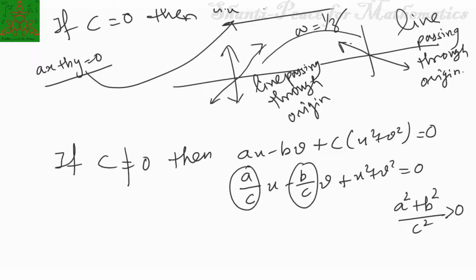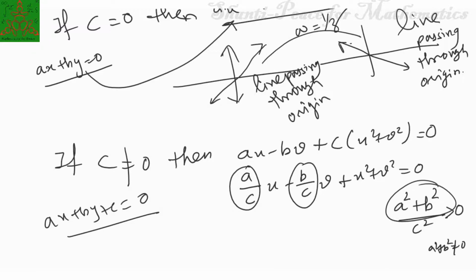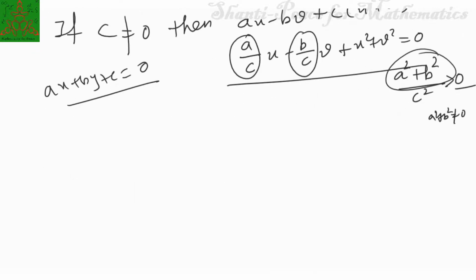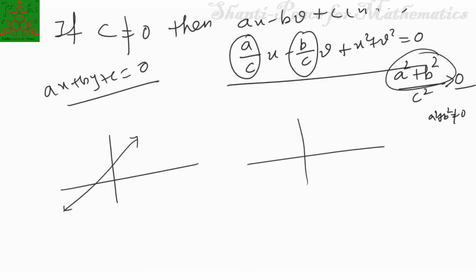If both of them are 0, then this equation ax plus by plus c does not have any meaning. So that's why a square plus b square is not equal to 0, and this is always positive. So that's why it is always greater than 0. And so this will represent the circle which is passing through origin. The image of a line which is not passing through origin is a circle passing through origin.